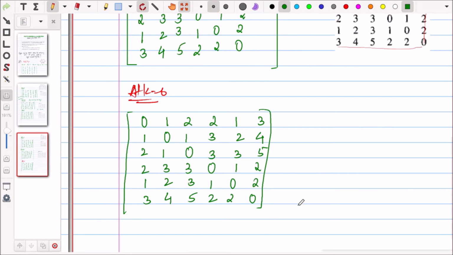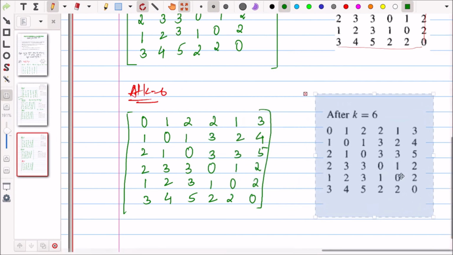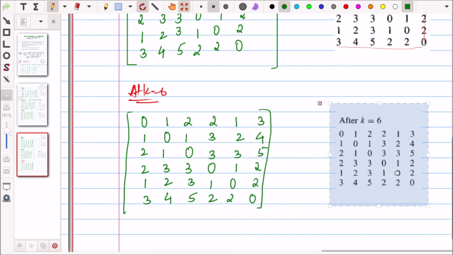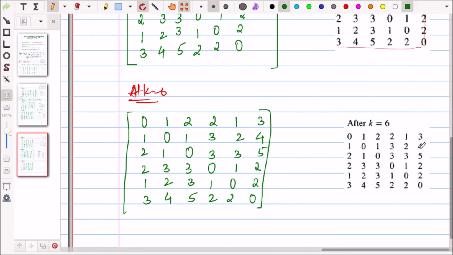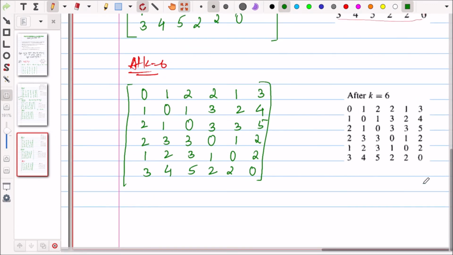So let us just match the answer. After k equal to 6, we have this. So 1 2 2 3 2 4 3 3 5 1 2 2. Yes. So this is the answer, right? So each dij will give you, each entry will give you the distance, shortest distance, right?